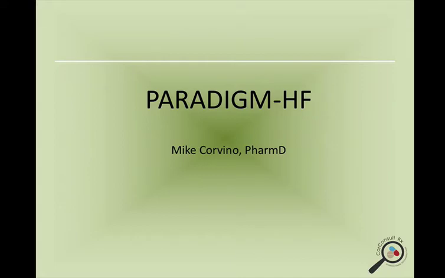The guidelines for the management of heart failure were updated in 2016. One of their new recommendations said that for patients who are currently tolerating an ACE or an ARB, they could be switched to this new medication called Entresto, and that it would provide further mortality benefit. So let's look through the PARADIGM-HF trial and see how they came up with this recommendation.